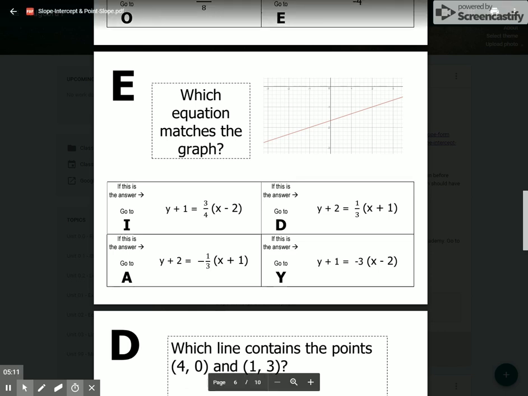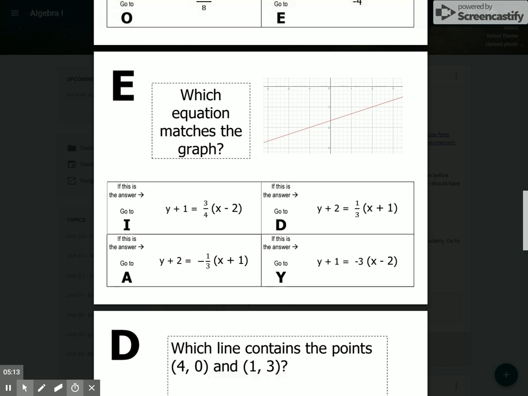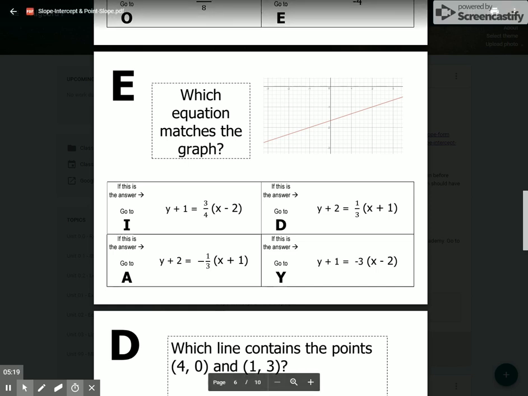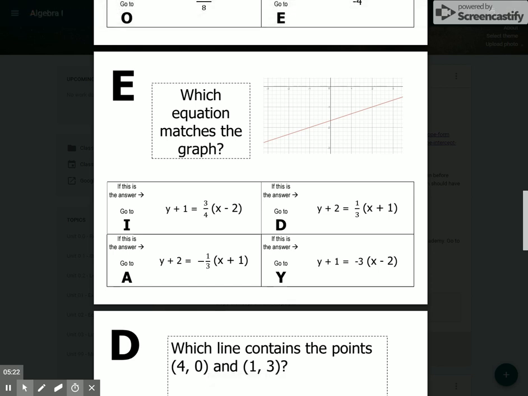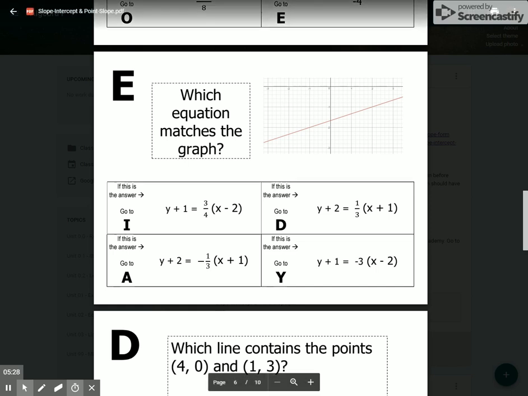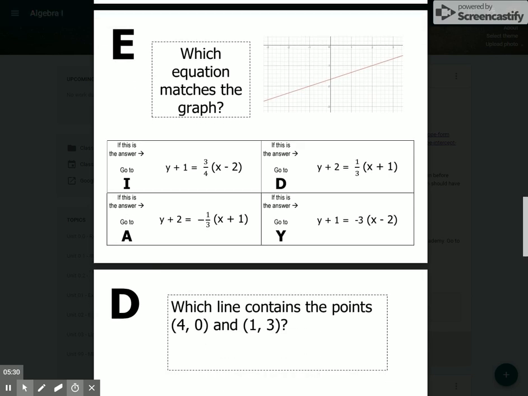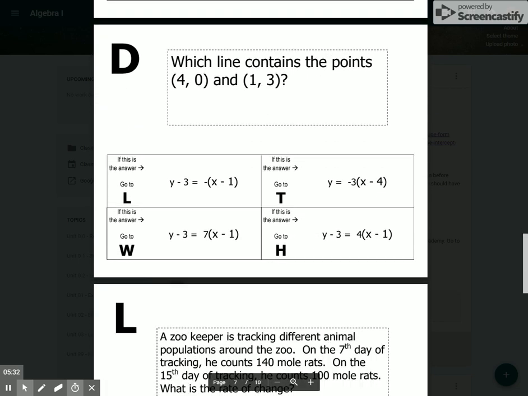This one says, which equation matches the graph. So you're going to find a point on the graph, move that into your point slope form, find the slope, and put that in as well. In particular, if you look at the slope, it should really help you a lot on this one. So find your rise over your run.